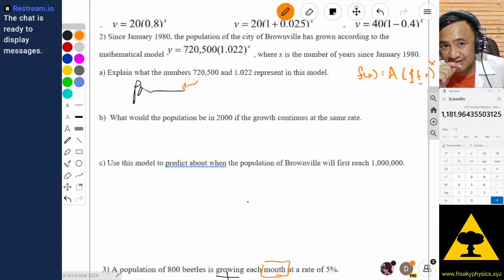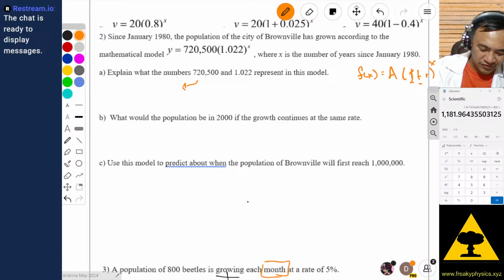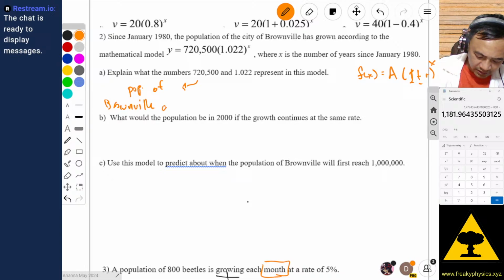Do I have to write that? Yeah, I'll do that for you. No worries. So this will be the population of Brownville at January 1980. That's what that is. What is this?